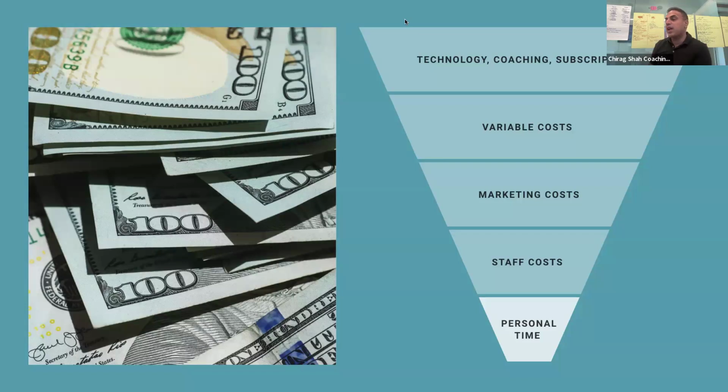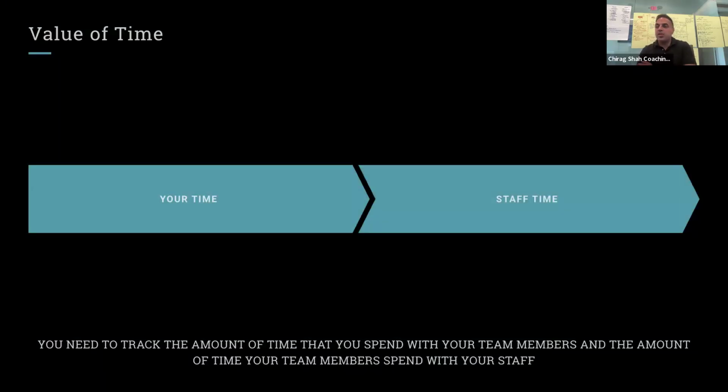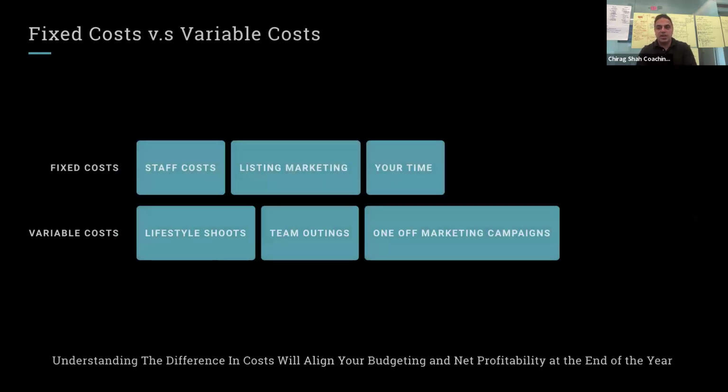And then you need to start factoring some sort of delta for your time. You need to know the value of your time based on your sales and the value of your staff time. You need to factor that into the spend. Factor that into how much you actually make off of each agent. Think about fixed versus variable, right? Fixed: staff, listing marketing, your time are some examples. Variable costs: lifestyle shoots, team outings, one-off marketing, or any other money that you'd spend on an agent.